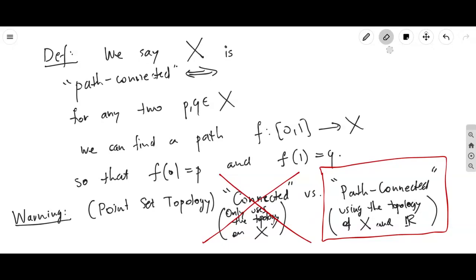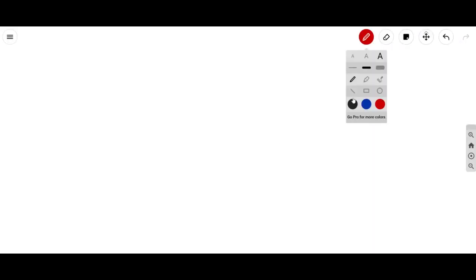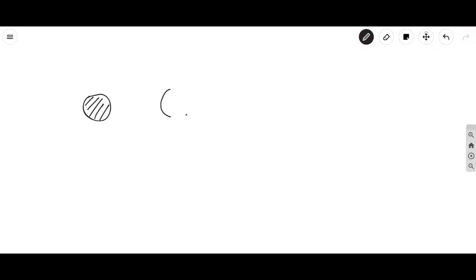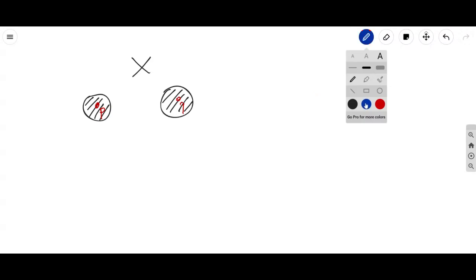And of course, if you want to see a picture of something that's not path connected, say you have a disk over here and a disk over there, and X represents both of those disks. I think you can agree with me that if this is P and this is Q, it's not possible to find a path from one to the other, right? You have to sort of leave your space.